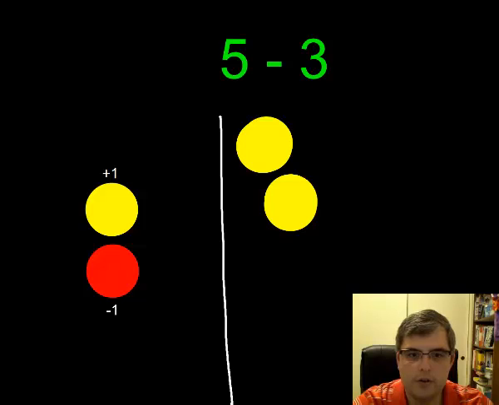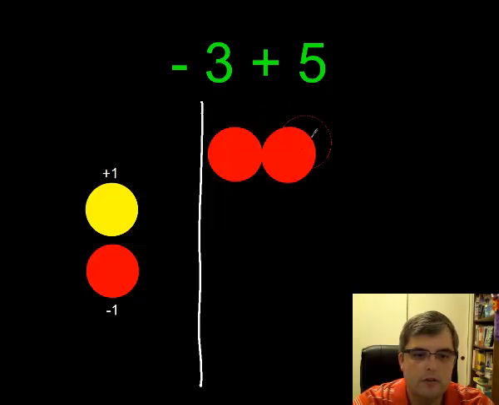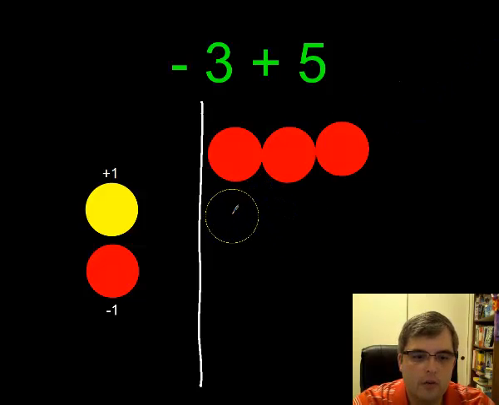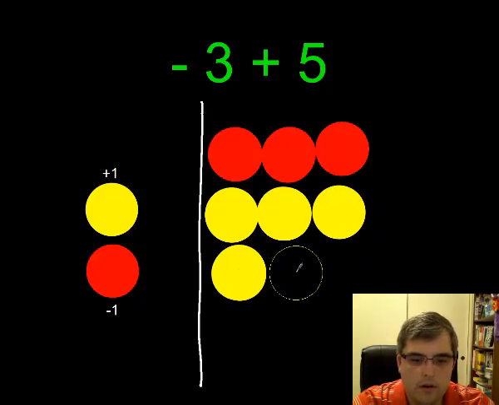Let's move to one a little more difficult. The flip side of this problem, -3 plus 5. So again, what color are our negatives? Right, they are reds. So for this -3, we're going to need 1, 2, 3 negatives, and then +5. So we're going to need what? Right, we're going to need 5 positives. So 1, 2, 3, 4, 5.